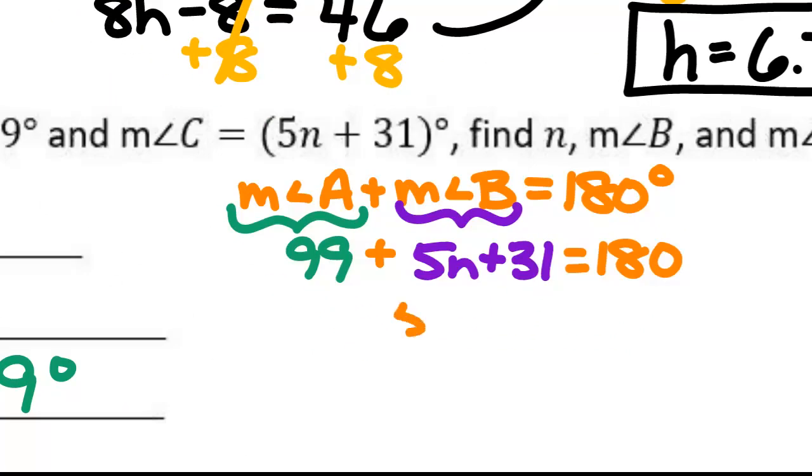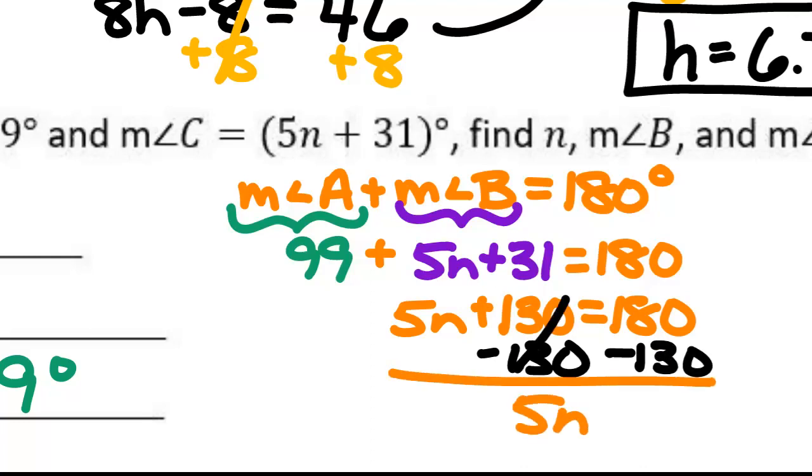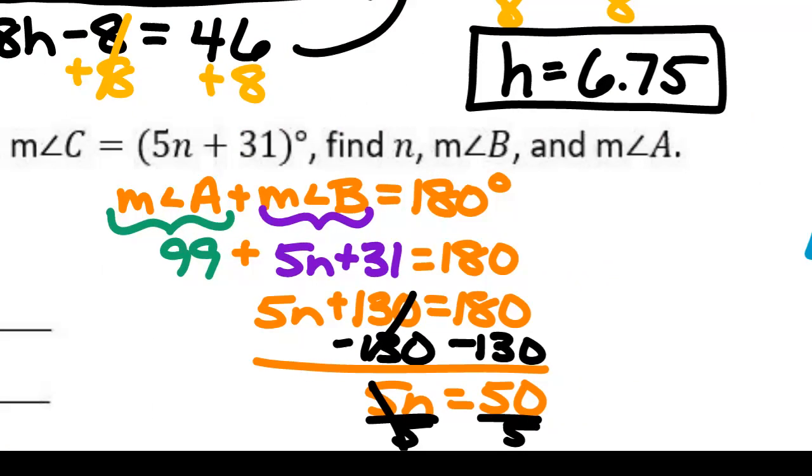Over on the left, I'm going to combine my like terms together, the 99 and the 31. That would be 130. Then I subtract 130 from both sides. I get 5n is equal to 50. And then I divide both sides by 5. And I get that n is 10.